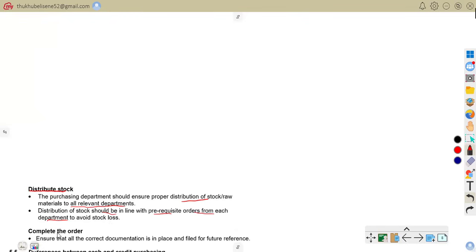So now complete the order. Ensure that all the correct documentation is placed and filed for future reference.